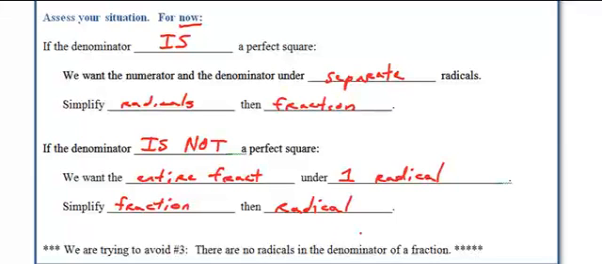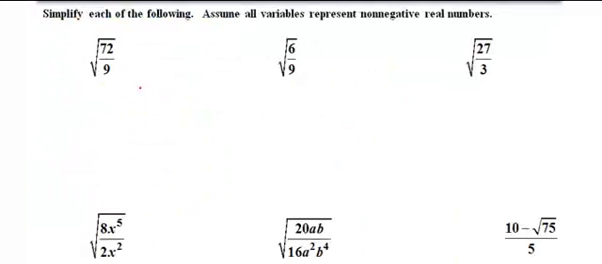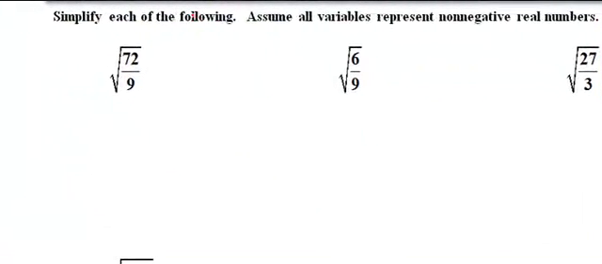So we're trying to avoid number 3. We don't want to be left with a radical in the denominator of a fraction. This will allow us to do that. Well, for now it will. Later you'll hit problems where you will wind up with that situation regardless.